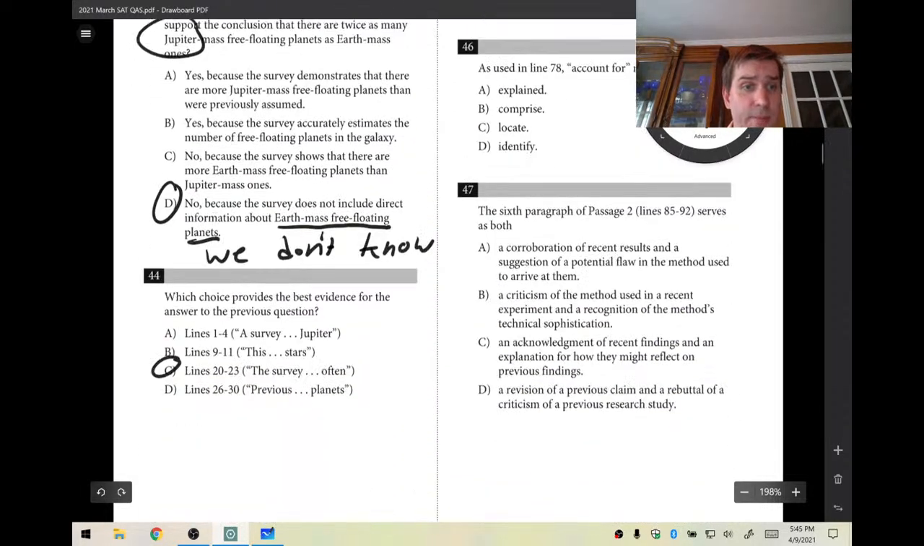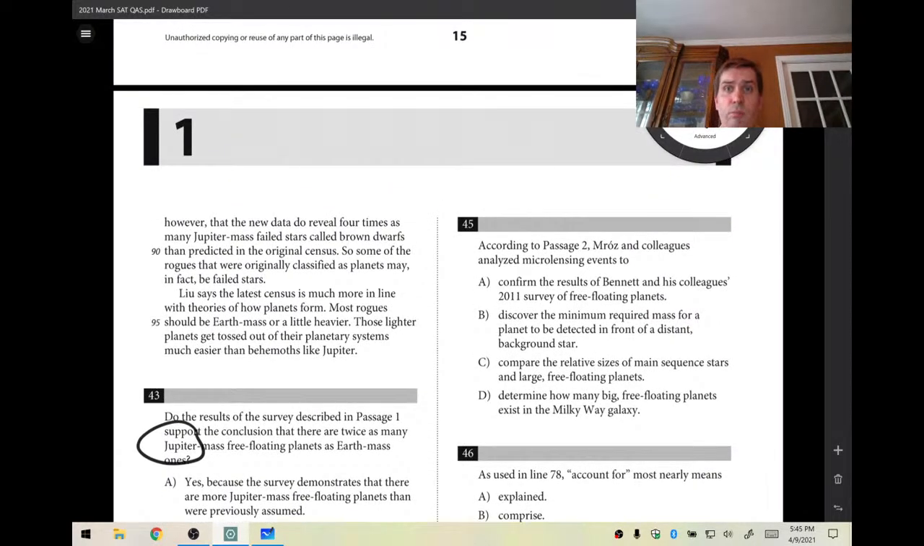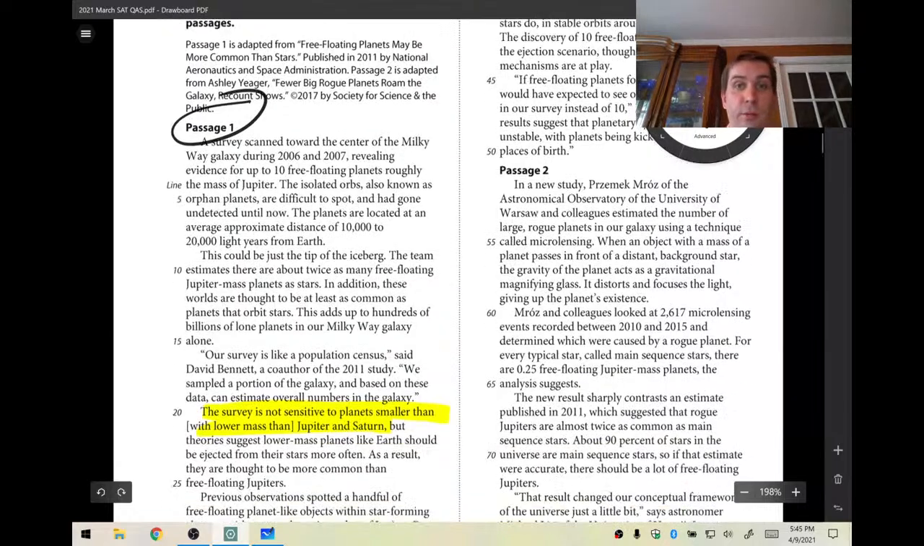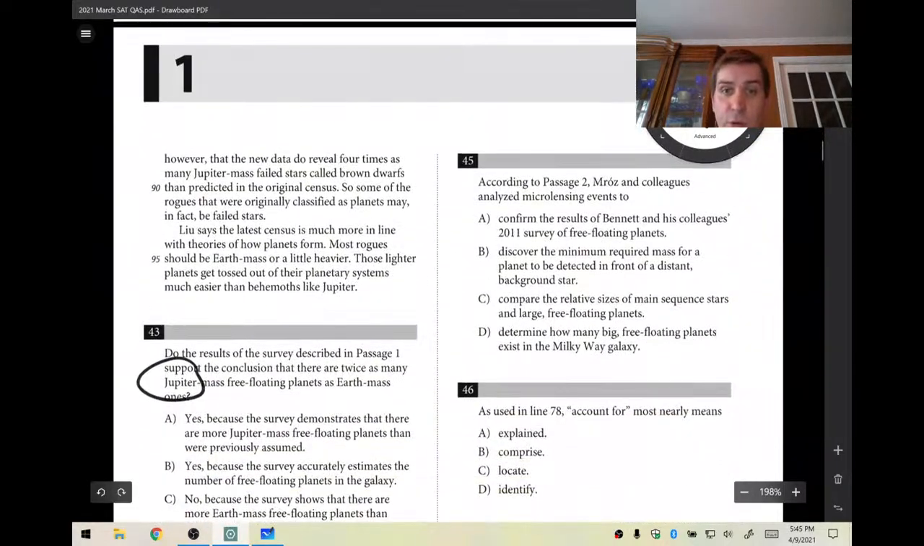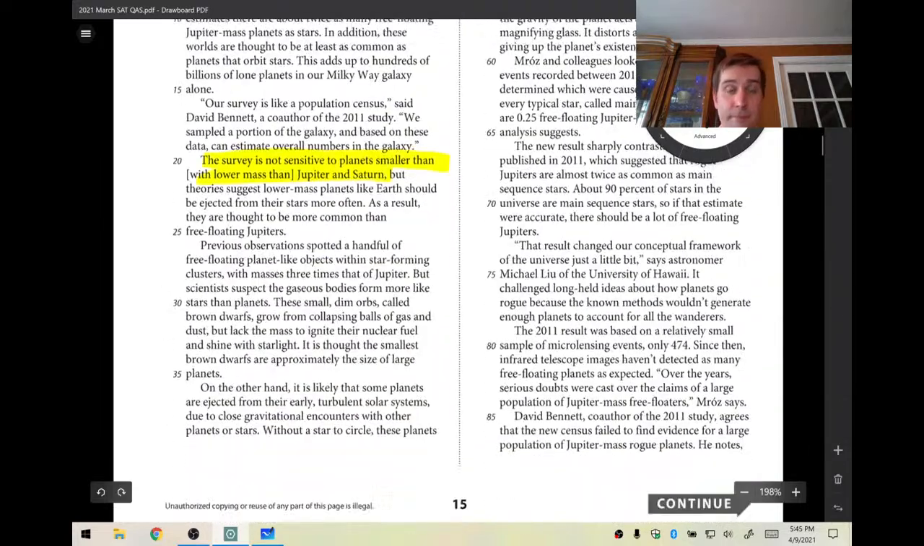So that wasn't too bad. 45. According to passage 2, Mraz and colleagues analyzed microlensing events to do what? Well, they were trying to do the same thing that these guys were trying to do. They were trying to determine how many big free-floating planets exist in the Milky Way galaxy. So both authors of both studies were trying to do a similar thing.